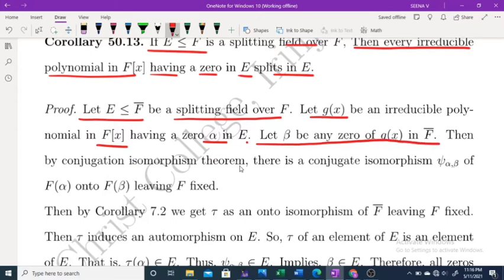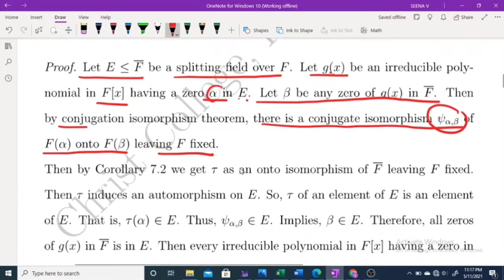Then by the conjugation isomorphism theorem, there is a unique isomorphism psi alpha beta from F(alpha) onto F(beta), leaving F fixed. Because alpha is a zero in E, alpha is algebraic over F. Similarly, beta is a zero, so beta is algebraic over F. Therefore, we can define a conjugation isomorphism.